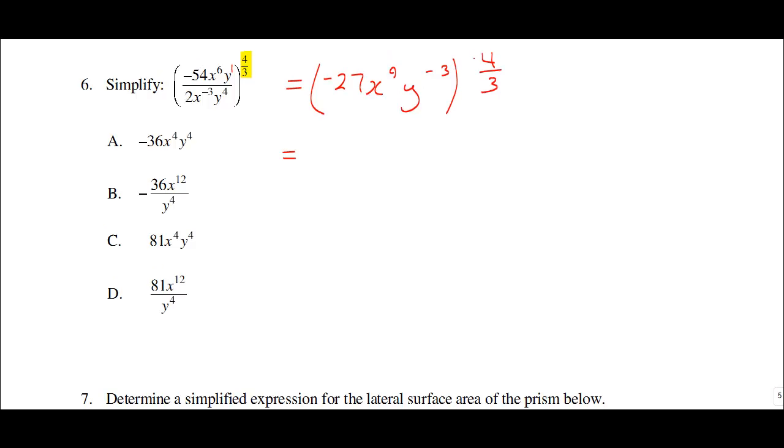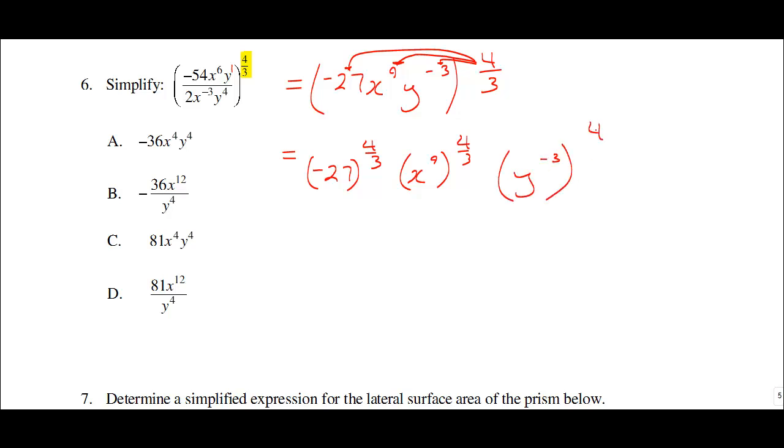All right, now from here what I'm going to do is apply this 4/3 power to everything. So the negative 27 is going to get raised to the 4/3, the x to the 9 is going to get raised to the 4/3, and then the y to the negative 3 is going to get raised to the 4/3. So when I do that, I'm going to have negative 27 all raised to the 4/3, x to the 9th all raised to the 4/3, and y to the negative 3 all raised to the 4/3.